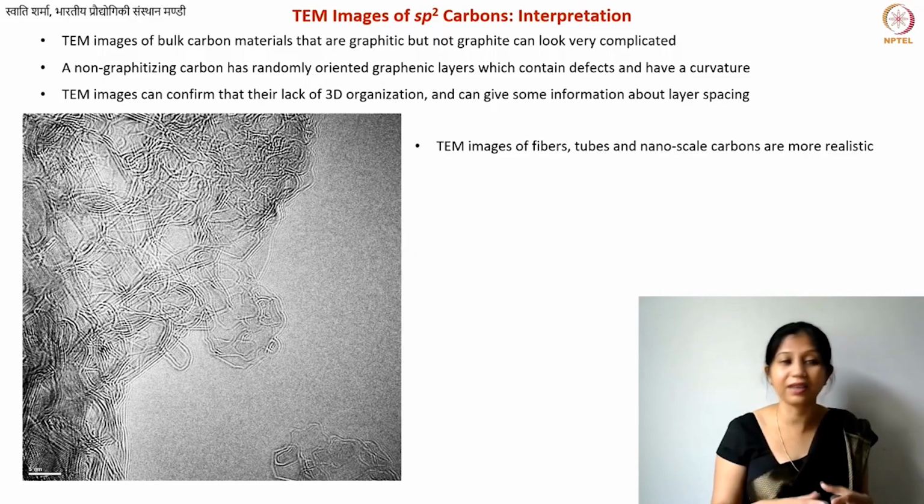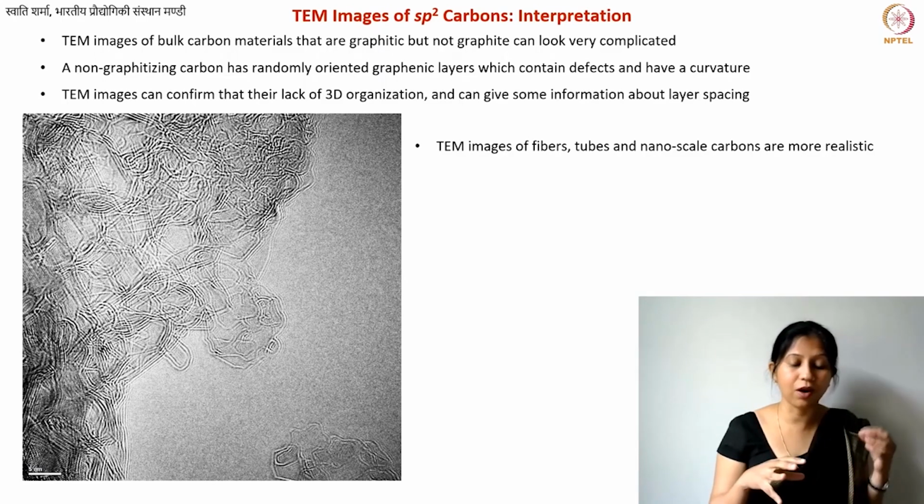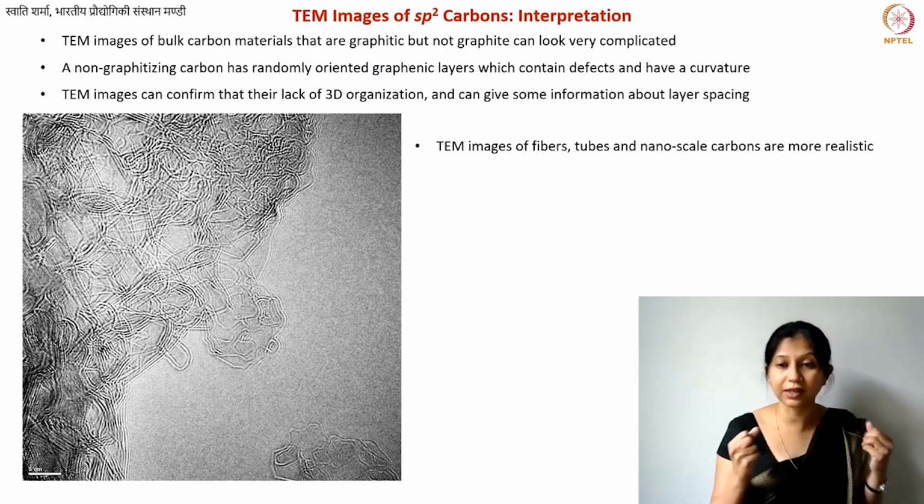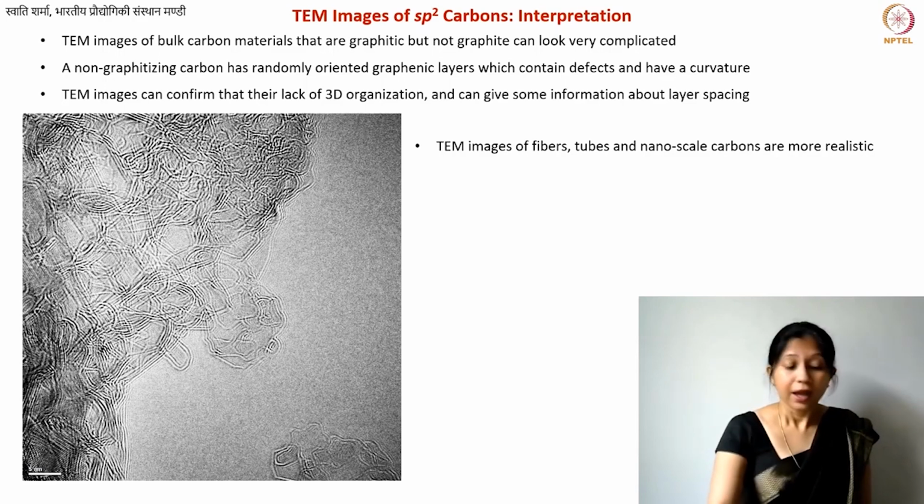What is the crystallite size? What is the type of organization? Whether all the 2D planes are of the same size or different sizes, whether they have curvature or whether they are flat, none of that information is available from this kind of TEM micrograph, right? Okay, so this is for the bulk carbon materials. What about carbon fibers, tubes?